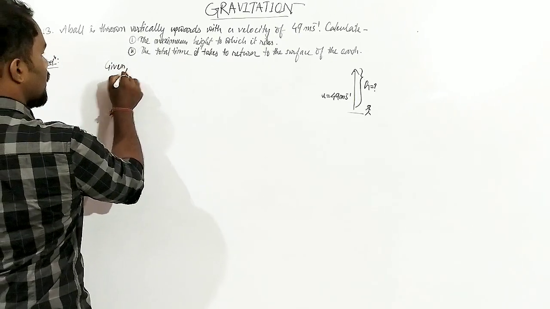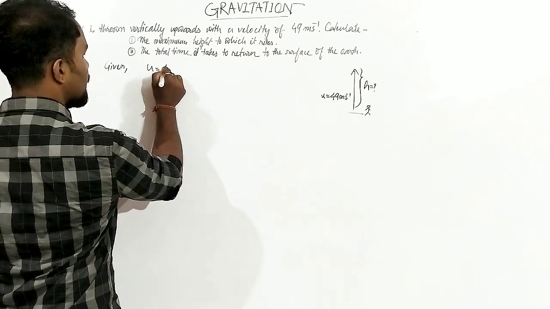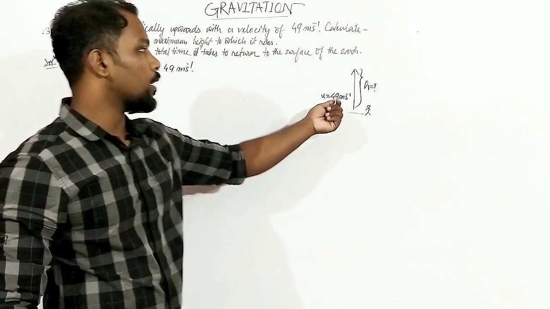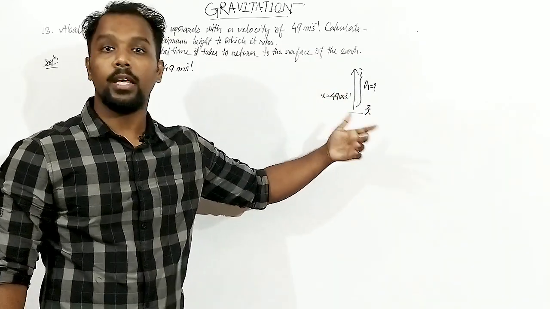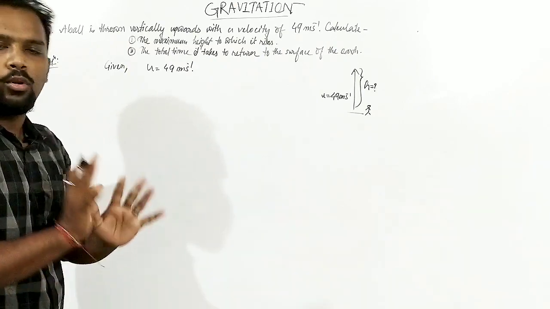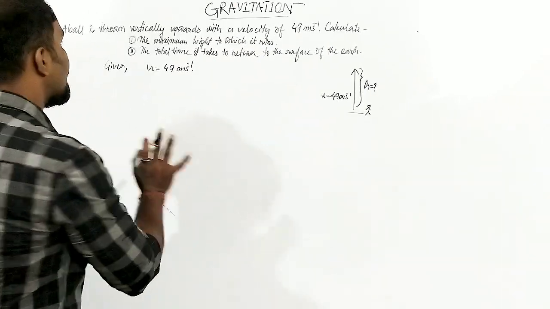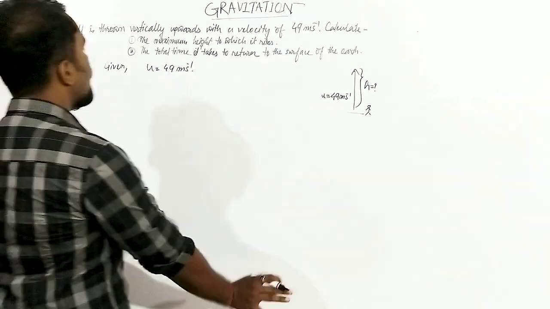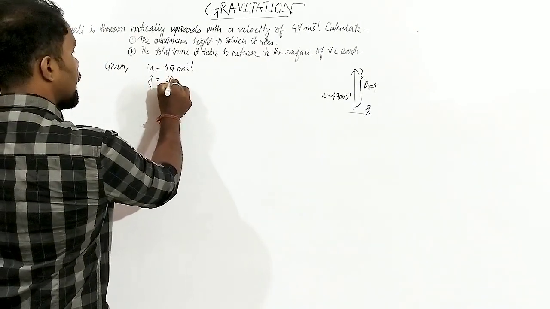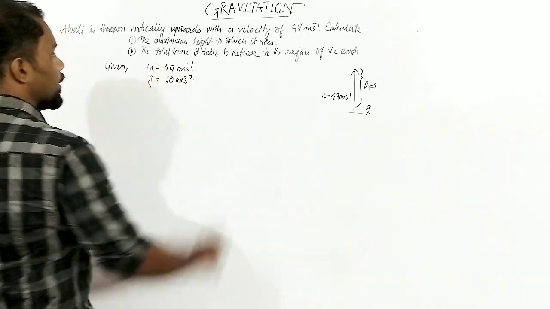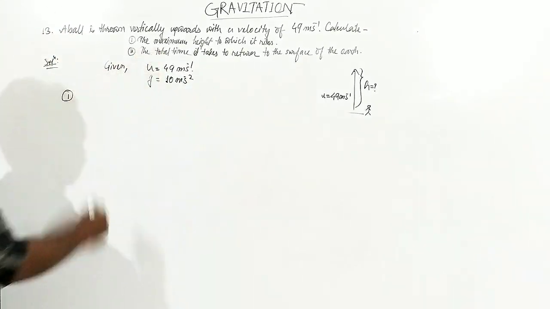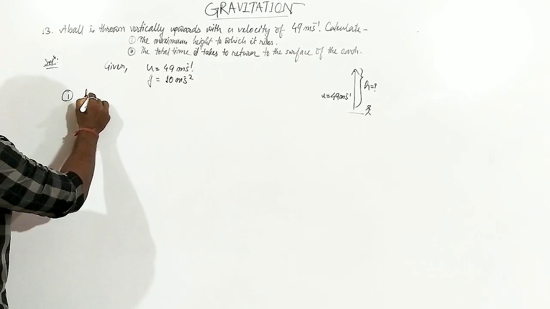Given u is 49 meter per second. Always remember one thing, that if the units are different, for example if it is given in kilometer per hour, then you have to convert to meter per second. Now it is given in meter per second, so we don't need to convert anything. Now we know that g equals 10 meter per second square. So in the first case, you have to calculate the maximum height, that is h equal to question mark.